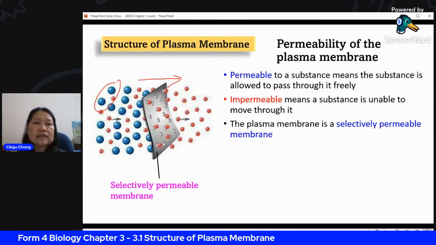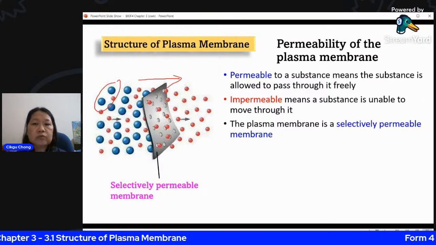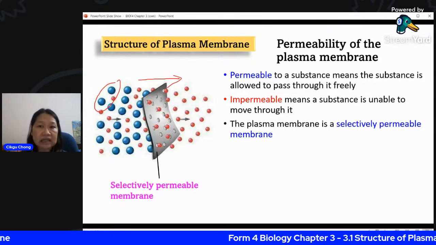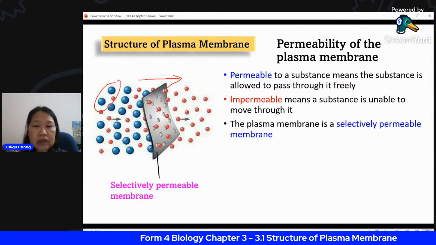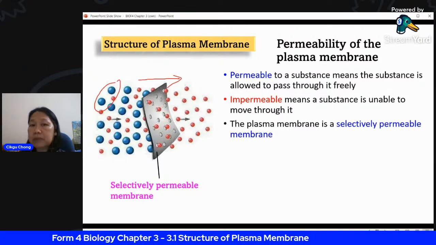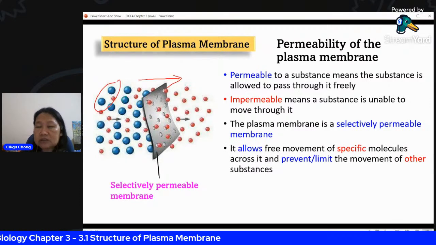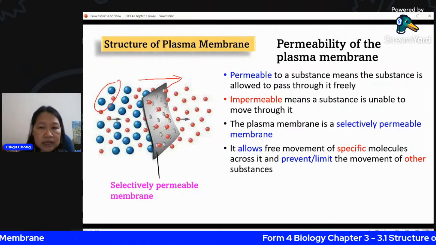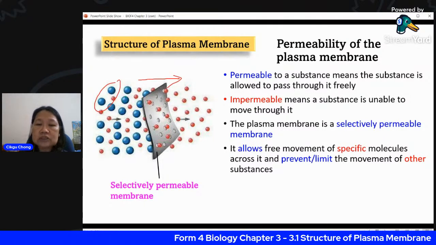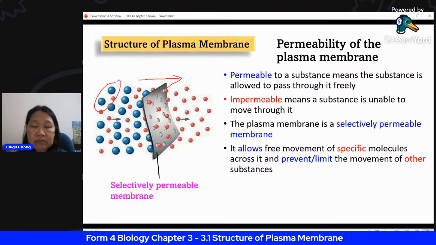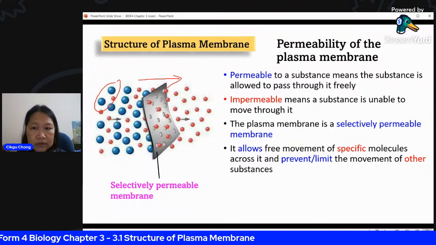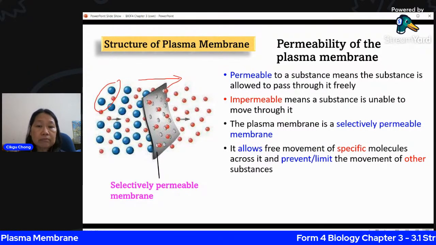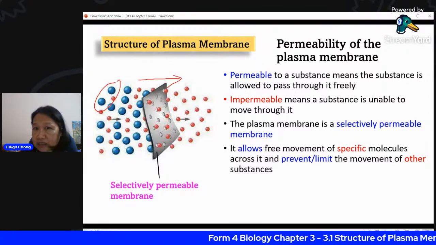Last time we used the word semi-permeable, but we will not use the old term. Now we use the new term because it has a slightly different meaning. So we will follow the one in the textbook. They say selectively permeable membrane. If a question asks what it means by selectively permeable membrane, it means this membrane allows free movement of certain molecules only across it, and it will prevent or limit the movement of other substances.